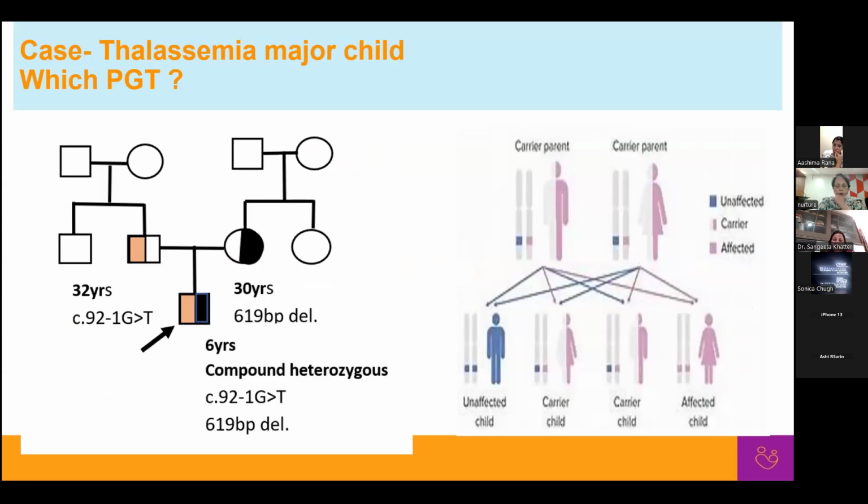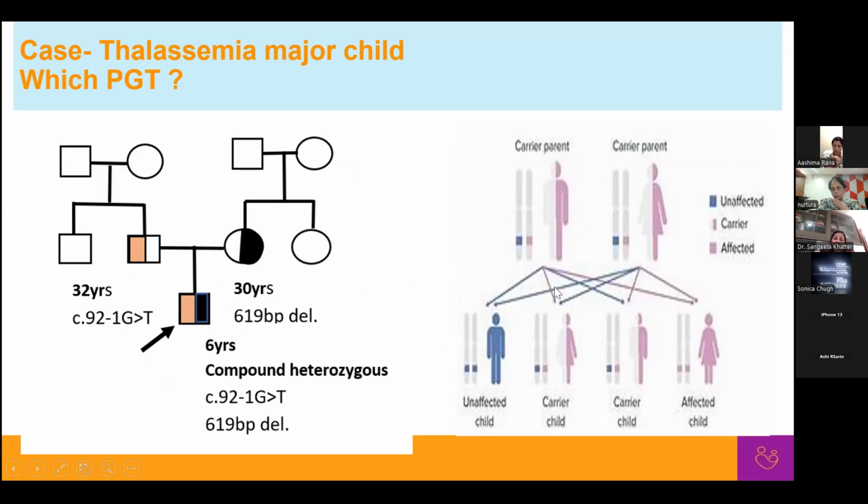So this is another case. This is my favorite case because this couple had a previous child with thalassemia major, with compound heterozygous mutation in the beta globin gene, and they were carriers of thalassemia. Now this couple wanted to have another child free of disease, and also a bone marrow transplantation for the previous child.